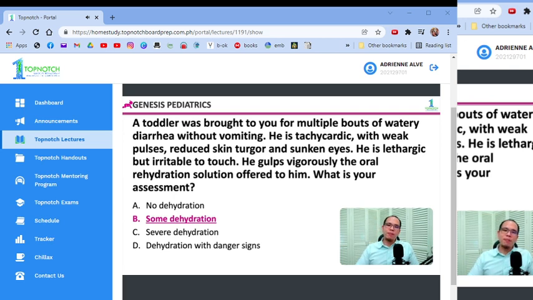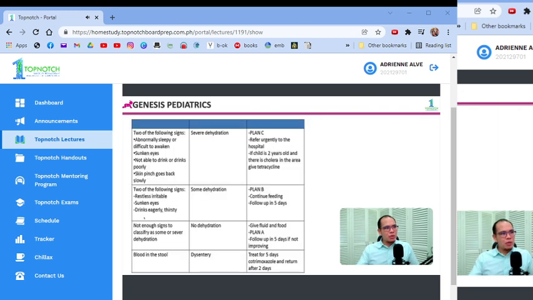These are already signs of compensated shock. Okay, your patient might still be having normal blood pressure, pero the compensatory mechanisms are kicking in na, nagtatachycardia na, mahina na yung pulse, so shock na yan, compensated shock ang tawag dyan. But we're discussing IMCI, we're discussing WHO guidelines. The answer would be some dehydration. And here is how WHO classifies it. Please do remember that you have to fulfill 2 of the following signs before you can classify it as having severe or some dehydration.